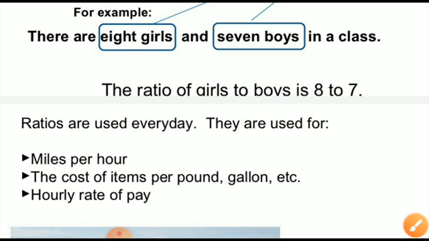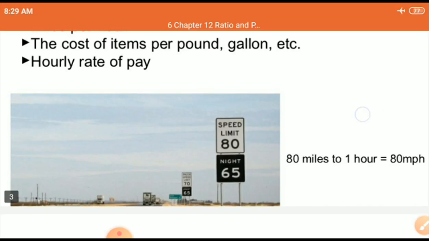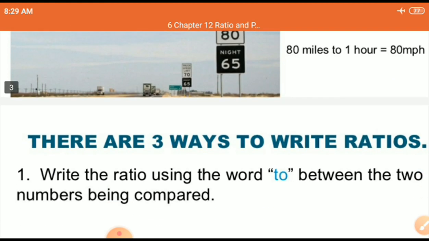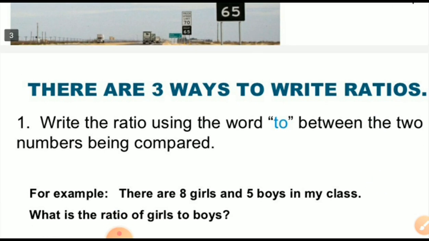Easy? Okay. Ratios are used every day. They are used for miles per hour or kilometers per hour, the cost of items per pound or per rupees, per liter, etc., and hourly rate of pay. 80 miles to 1 hour is equal to 80 miles per hour, we can say. There are 3 ways to write ratios.